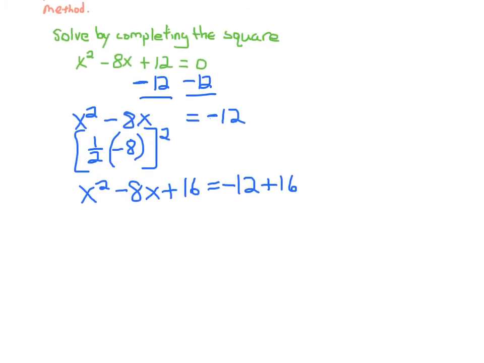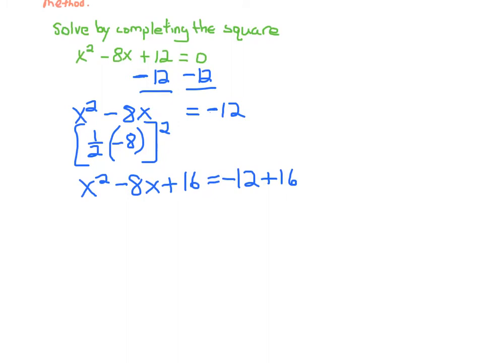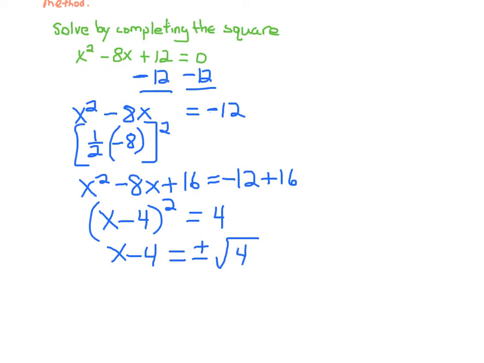So the next thing I want to do is do a little simplifying. Actually, I'm going to go ahead and factor this left side. I've created a trinomial square now. Remember, trinomial squares factor to a binomial squared. Go ahead and do the arithmetic on the other side. -12 plus 16 is 4. Now I can solve this using the square root property. So x minus 4 equals plus or minus the square root of 4. So that means x minus 4 equals plus or minus 2.